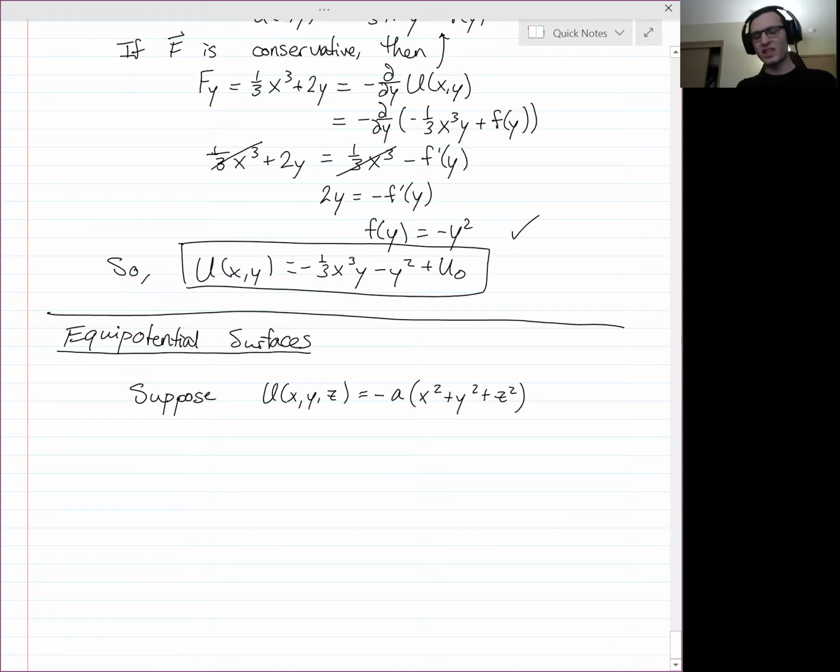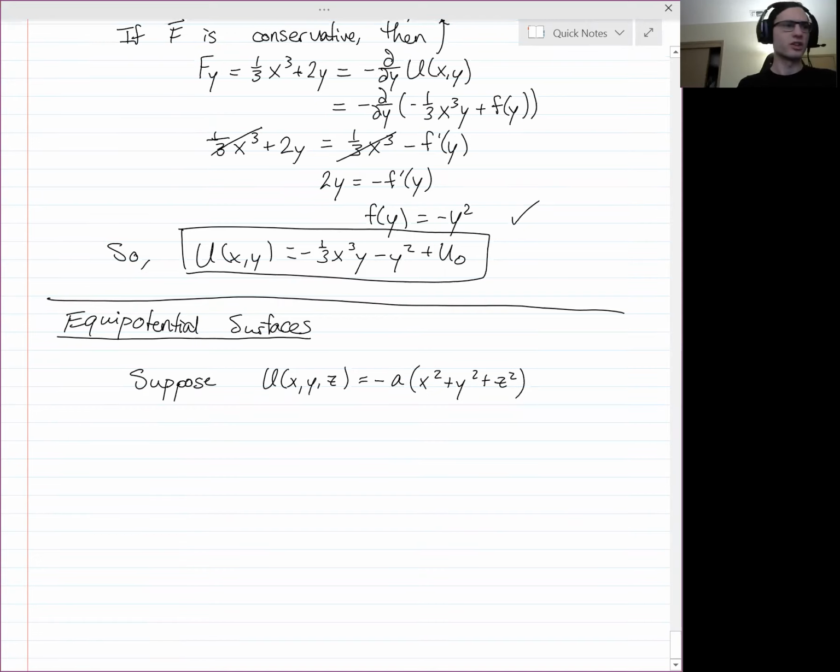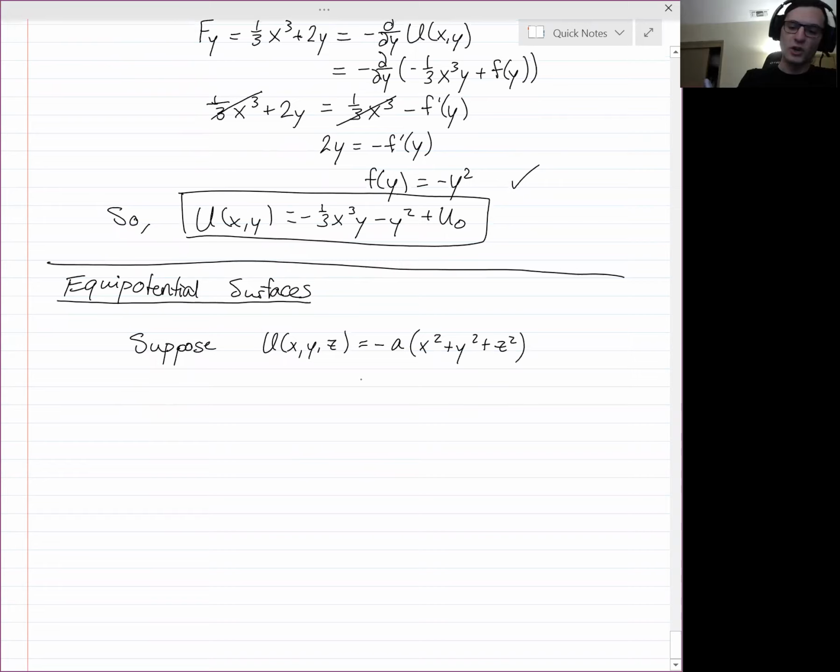So let's think about this function a little bit. We know that x squared plus y squared plus z squared, or the square root of this anyway, is the distance from the origin to the point xyz, from 0, 0, 0 to xyz, right? That's just the Pythagorean theorem.